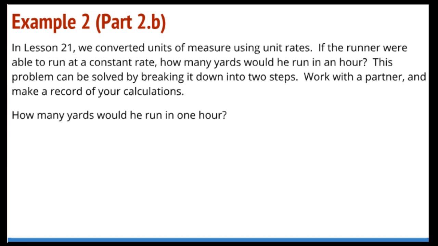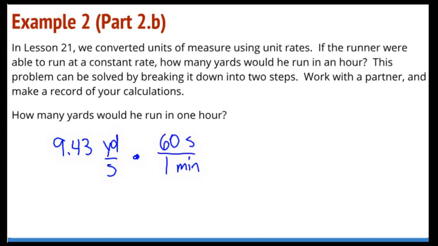So we know that we have 9 43/100 yards per second, and I want to turn that into minutes. And I know that there are 60 seconds in 1 minute. So now my seconds are going to cancel out. And then I would like to find out yards per hour. And I know there are 60 minutes in 1 hour. So the minutes are going to cancel out.